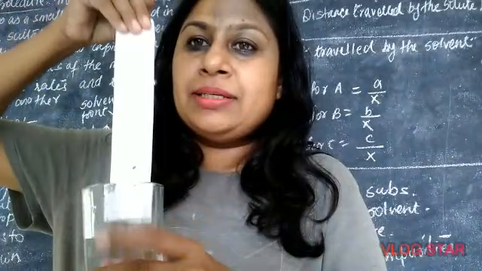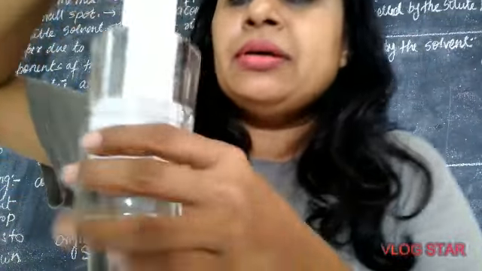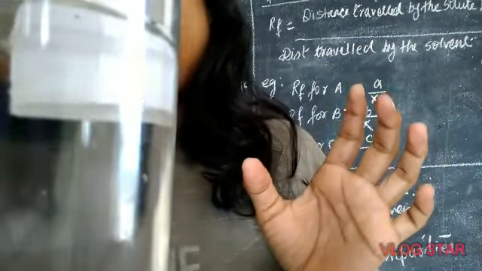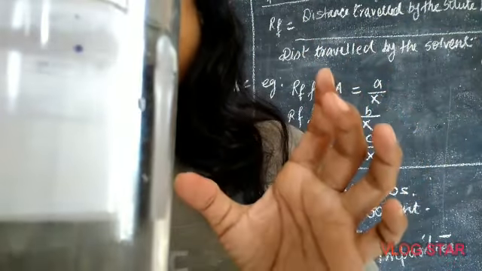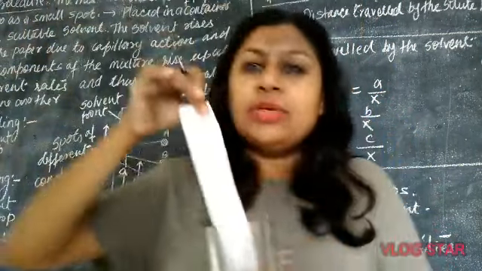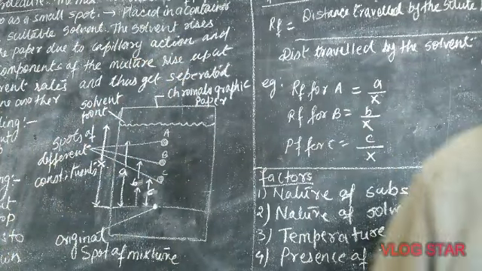We are going to place it in such a manner that the spot should not dip in the solvent. You can see it here. Then gradually what you will find is the solvent rises up.